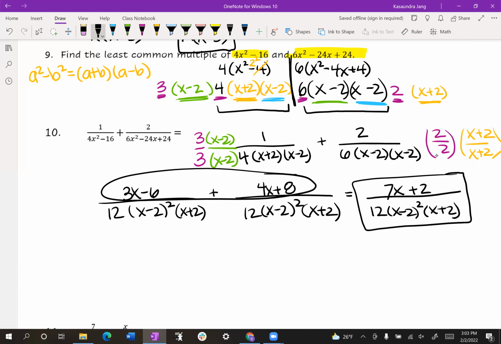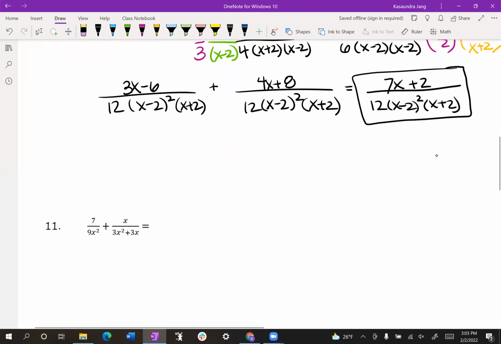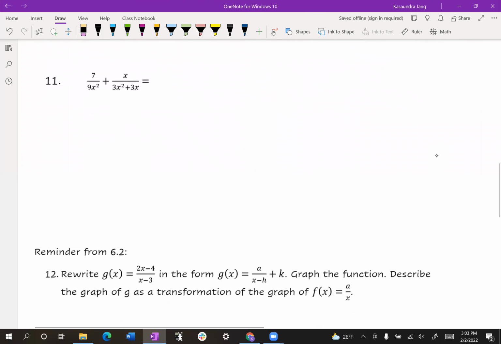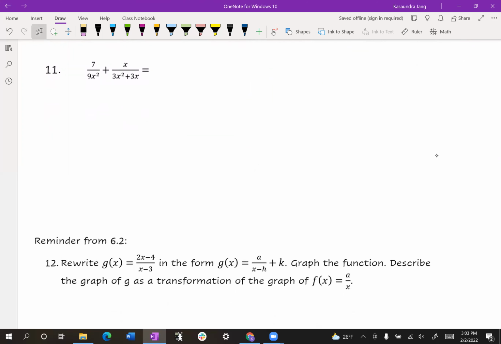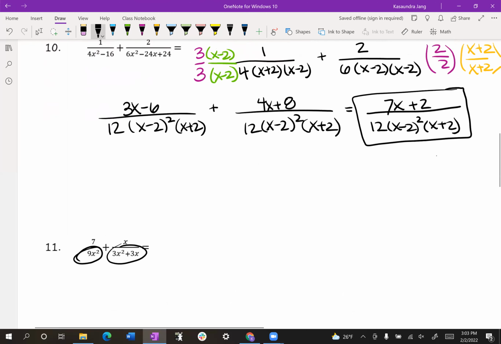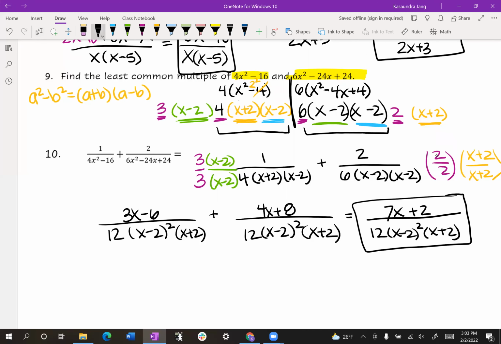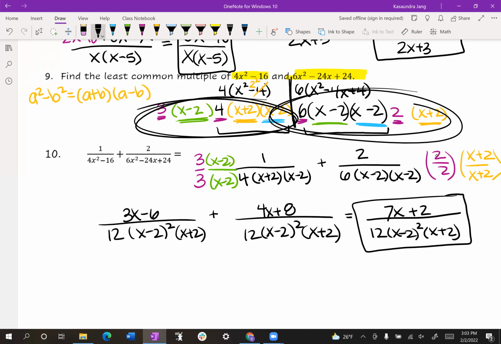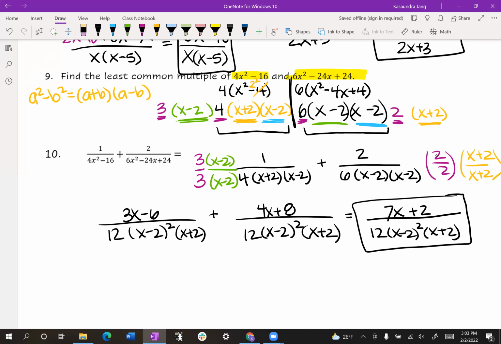Okay. So notice what I did on number 9. Finding the least common multiple helped me get my common denominator. So let's do that on number 11. I'm asking myself, what's the least common multiple between these two denominators? Just like what I did on number 9, I factored first, and then I saw what factors each of them was missing.